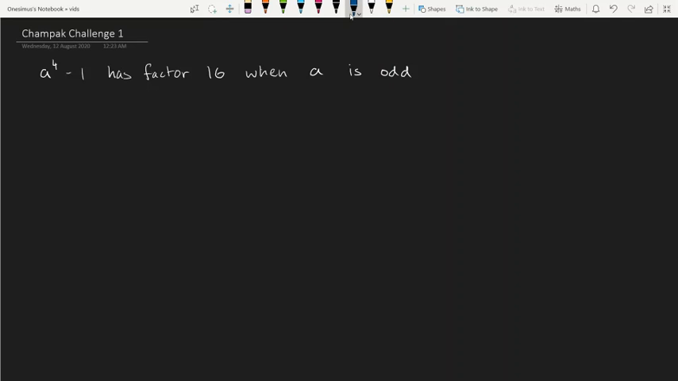Right, off we go. Now, it asked to prove that a to the fourth minus 1 has a factor 16 when a is an odd number. Now, to do this, we're meant to be using the method of induction, which follows the set of orders, which is tape, involving a trial to assume something to prove and then explain it.